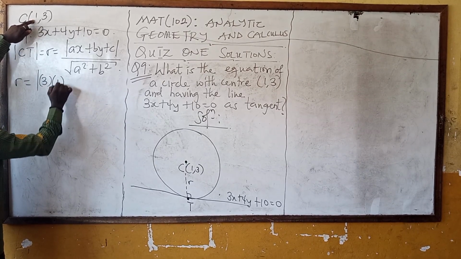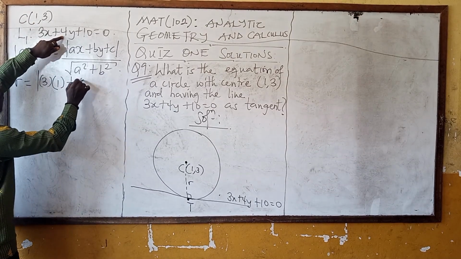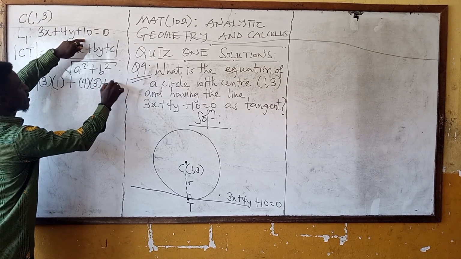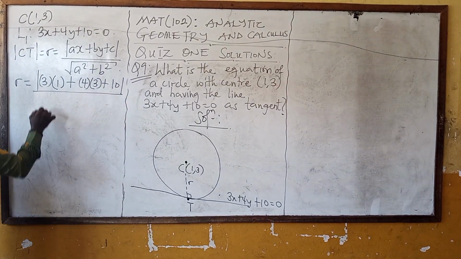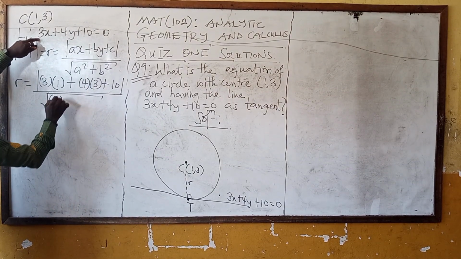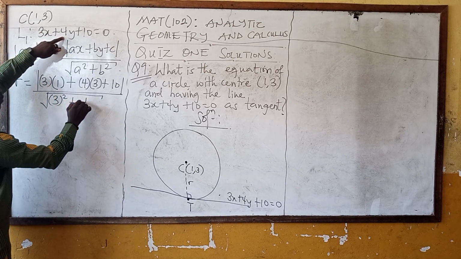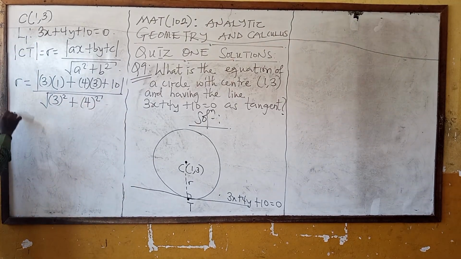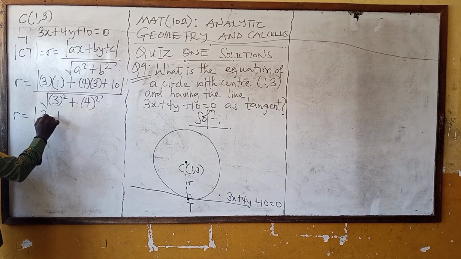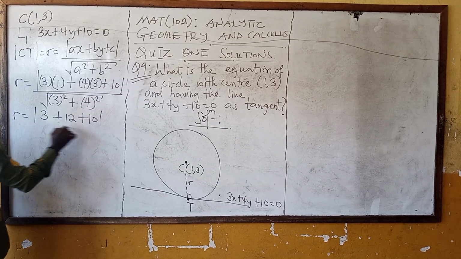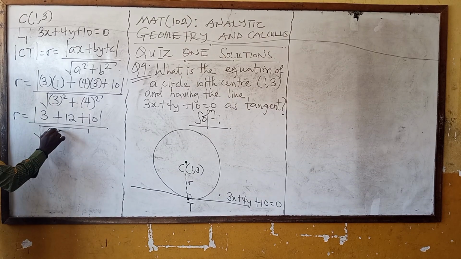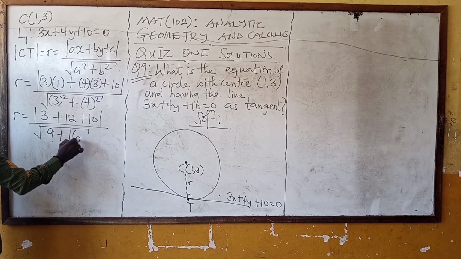Multiplying this one is our x1, plus our B is 4. Multiplying our y, which is 3, plus our C is 10. So we take the absolute, divided by the square root of our A, which is 3 squared, plus our B, which is 4, all squared. So I have R equal to 3 times 1, we obtain 3, 4 times 3, we obtain 12, plus 10, divided by the square root of 3 squared, we have 9, plus 4 squared, we obtain 16.